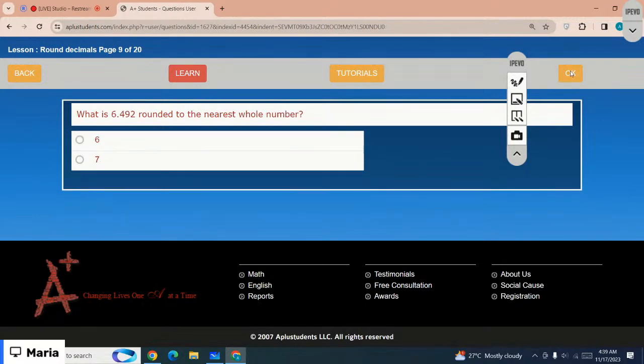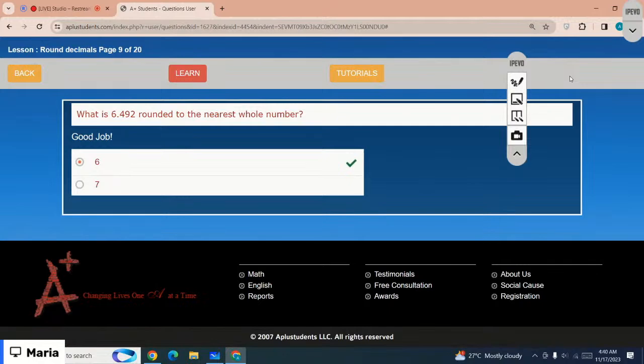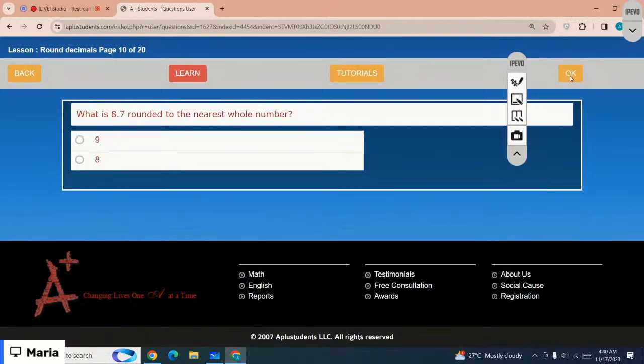What is 6.492 rounded to the nearest whole number, which is the correct option? Whole number is 6, right? The next digit after 6 is 4. 4 is less than 5. That means you have to round on the same whole number, so it would be rounded off to 6. Got it? Okay, the next one is, what is 8.7 rounded to the nearest whole number?